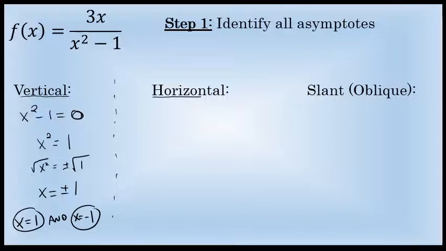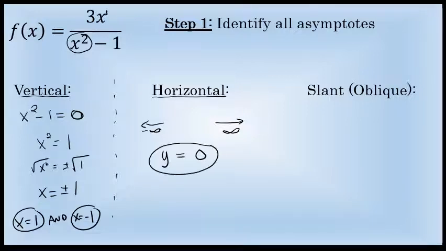Horizontal asymptotes. Horizontal asymptotes are really a description of what is happening to the graph as it approaches negative infinity and positive infinity, as it goes off to the left and to the right. And it's based on the degree of the variable in the numerator and denominator of the rational function. If the degree in the denominator is greater than the degree in the numerator, which is the case in this function, there is always a horizontal asymptote at y equals 0.